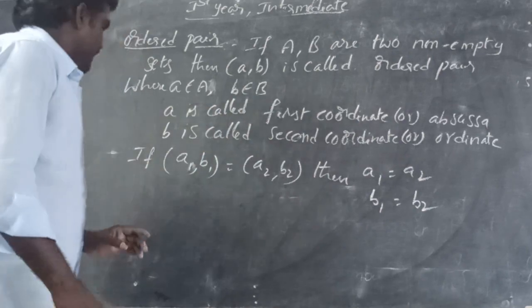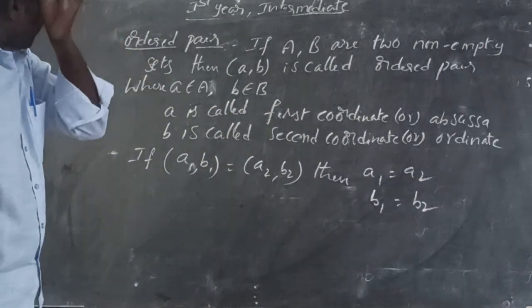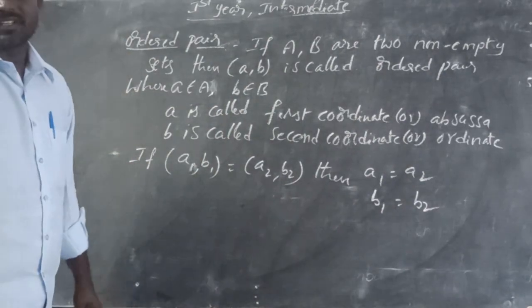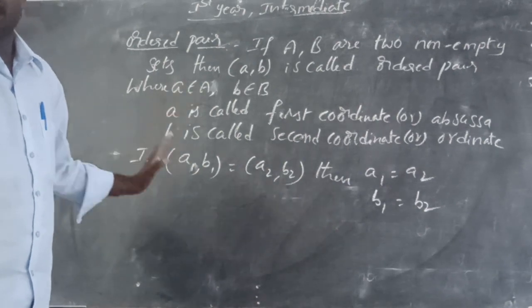Okay, so next, Cartesian product. Next one is what? Cartesian product.